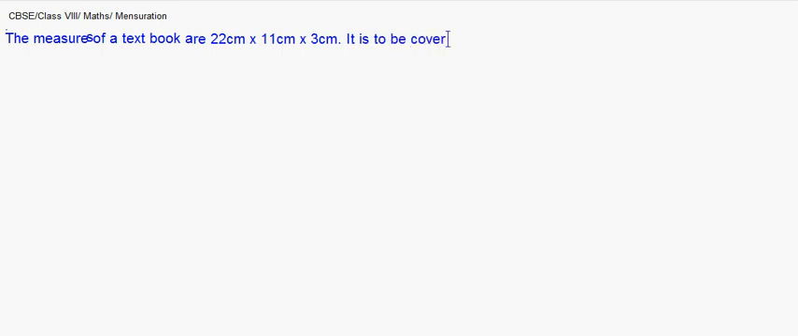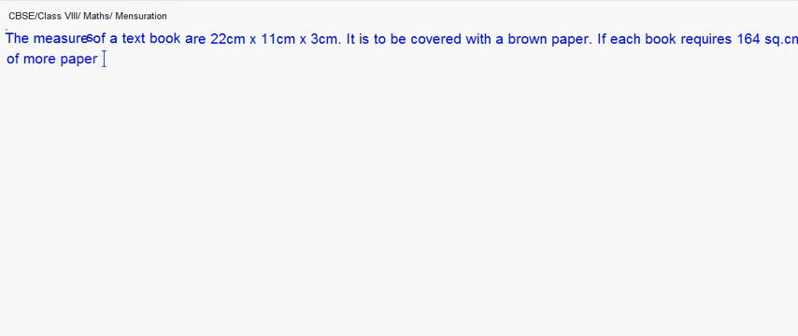It is to be covered with a brown paper. Now, if each book requires 164 square centimeter of more paper for folding, how much paper is required to wrap 85 such textbooks?